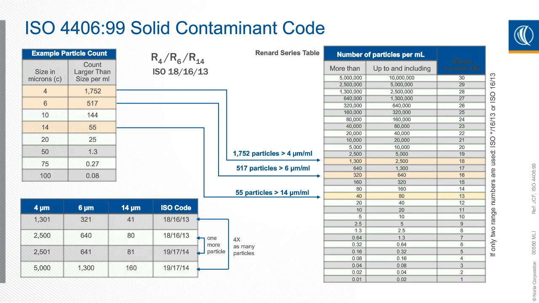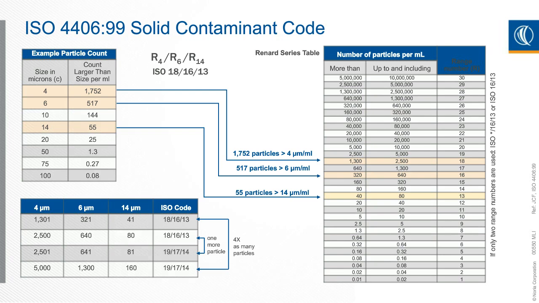And the third one is 55 particles greater than 14 microns per milliliter. That's a range number of 13. So that summarizes all that data into three numbers, 18, 16, 13, to give a description of what the contamination levels are like in that sample.